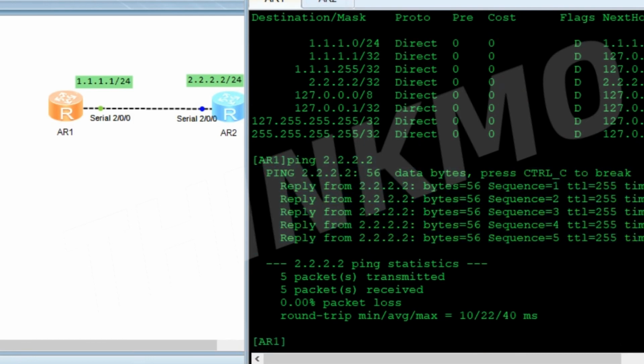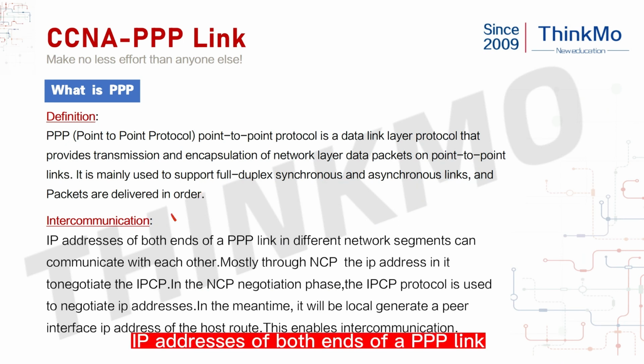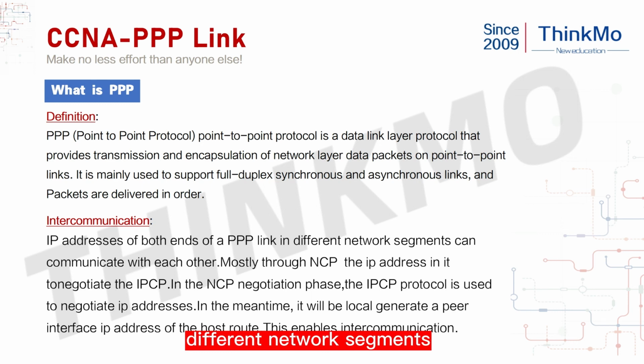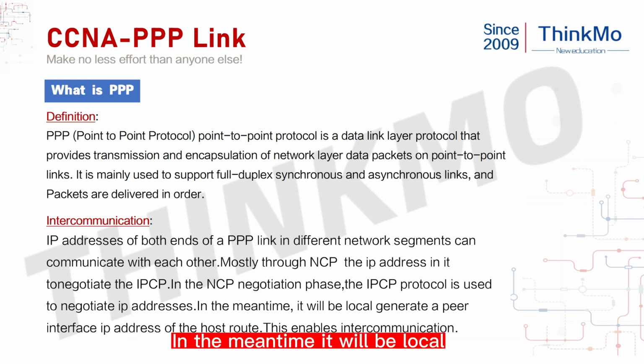So that's why, for the purposes of this lecture, IP addresses of both ends of a PPP link, in different network segments, can communicate with each other, mostly through NCP, the IP address in it, to negotiate the IPCP. In the NCP negotiation phase, the IPCP protocol is used to negotiate IP addresses. In the meantime, it will generate a local peer interface IP address host route. So you have communication. That's all for today.